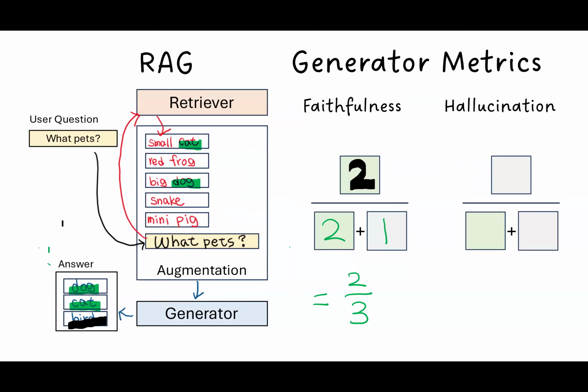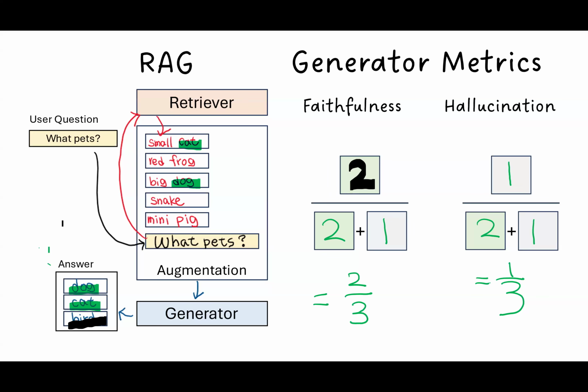Hallucination is something that is really not in the context, but somehow the generator includes it as part of the answer. In this case, bird. For some reason, the large language model, the generator, thinks that bird is supposed to be the answer. But if we look at the retrieved context, it doesn't have bird in it. So that is hallucination. We work out this equation: there will be 1 here and 2 here, and it equals 1 over 3. So the hallucination score is bad, the faithfulness score is good. You can also notice that these two add up to 1. That's why I said the flip side of the coin of faithfulness is hallucination.